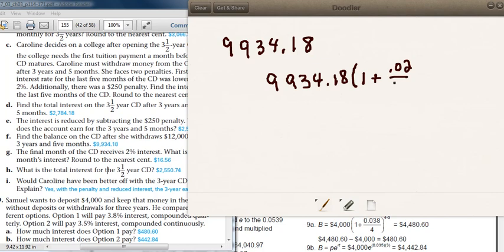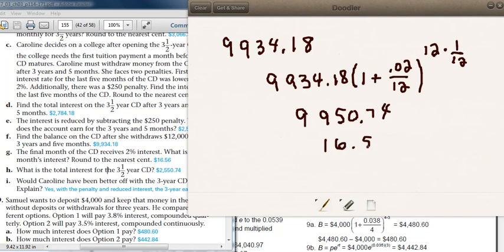0.02 divided by 12, monthly, to the 12 times, well, it was 1 month, so it's 1 month out of 12. Do the math. Okay, when you put it in a calculator, this is your balance here. But now, how much interest did we earn for that 1 month? We just subtract this from our principal here, and we get Caroline earned $16.56 for that particular month. And now the next problems will be problems H and I.